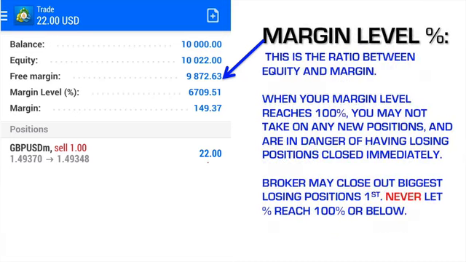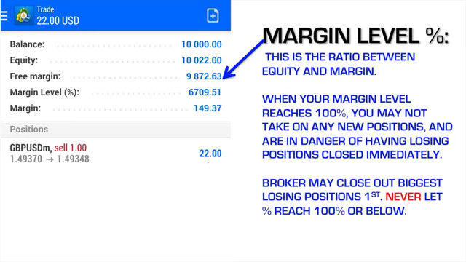The next one is margin level percent. Now, this is something that you definitely want to pay attention to. And this kind of goes back to what I was saying about free margin, why you shouldn't have multiple different options trading out of the same account. Right? This is the ratio between equity and margin.